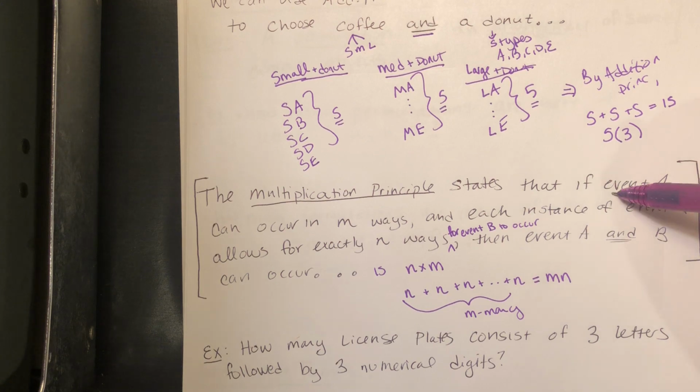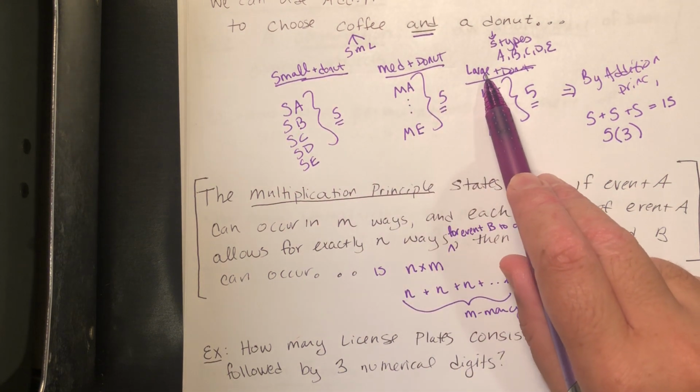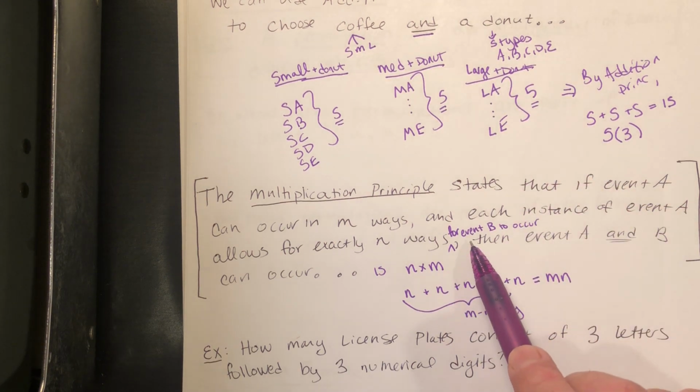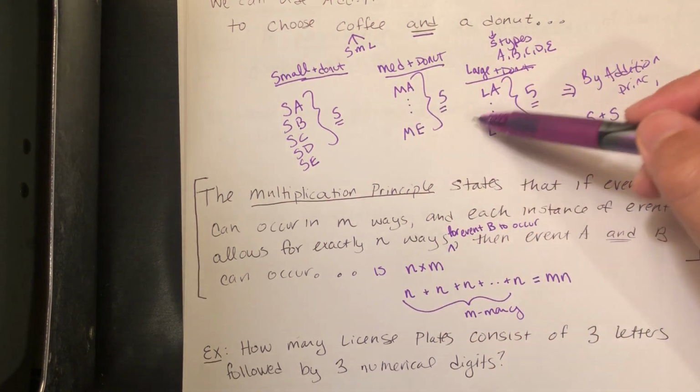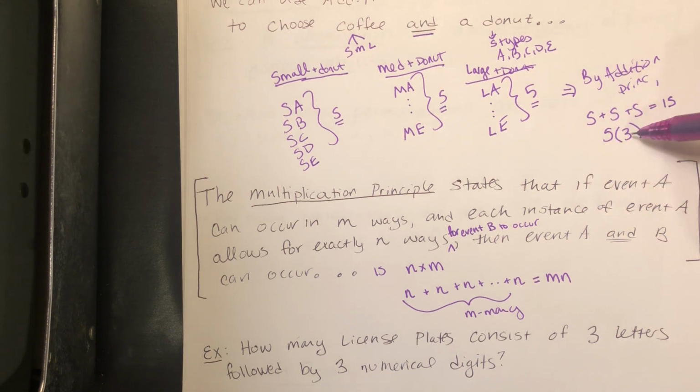Each possible way that event A could occur, that's choosing a size of a coffee, allows for 5 different ways for event B to occur, that's choosing a donut. And so by the multiplication principle, there would be 5 times 3, or 15 ways to choose both. So just like with the addition principle, we can generalize this to more than 2 events by multiplying 3 or more different possibilities.